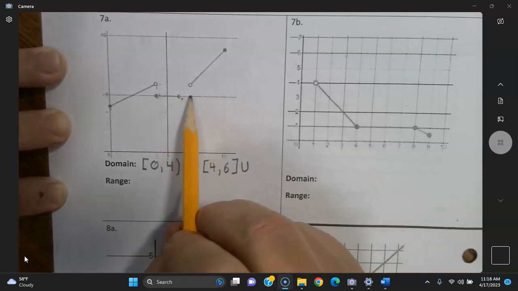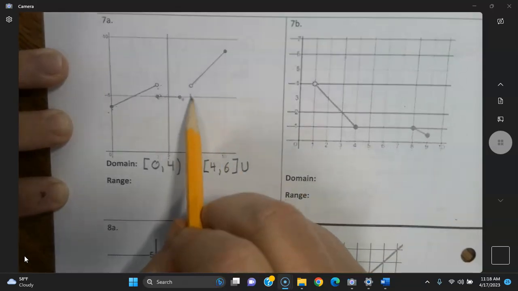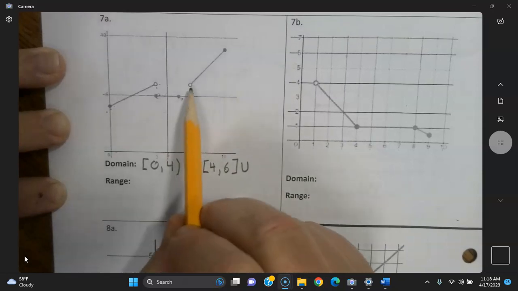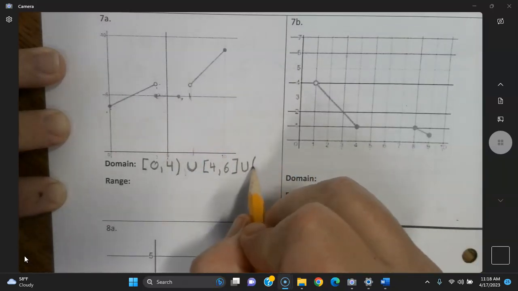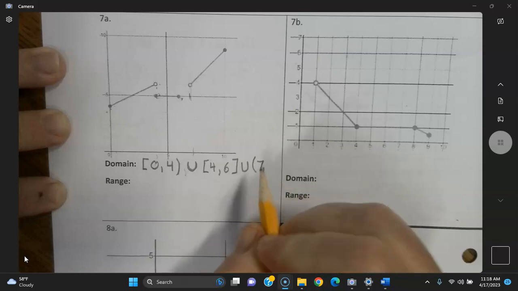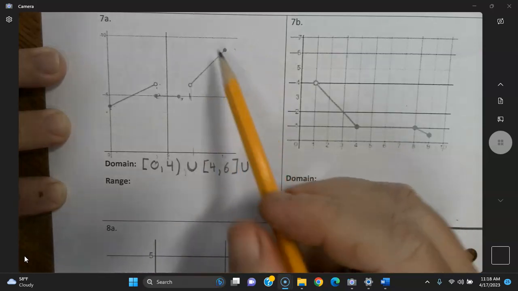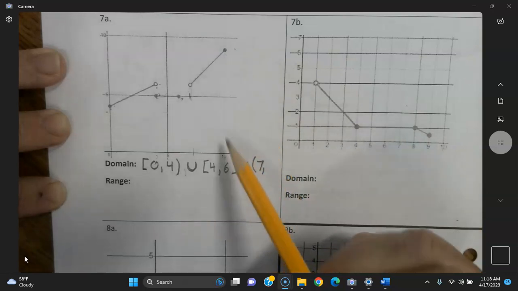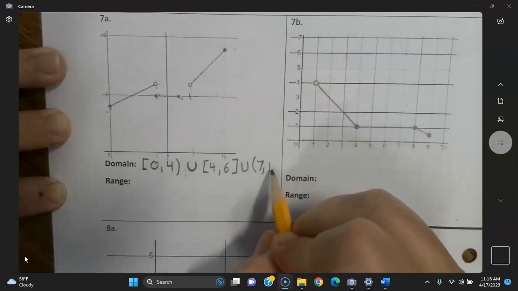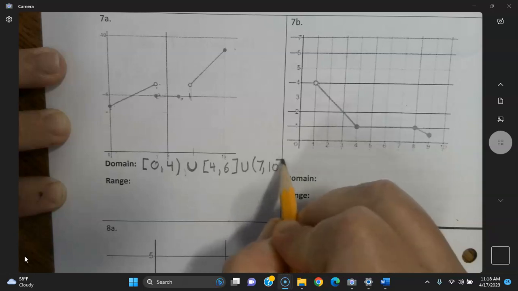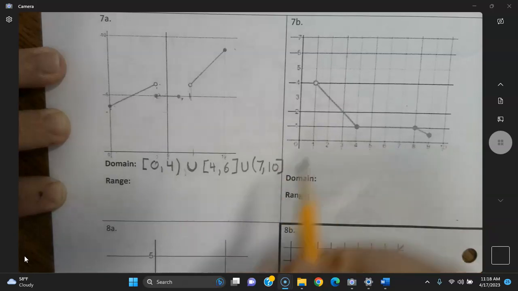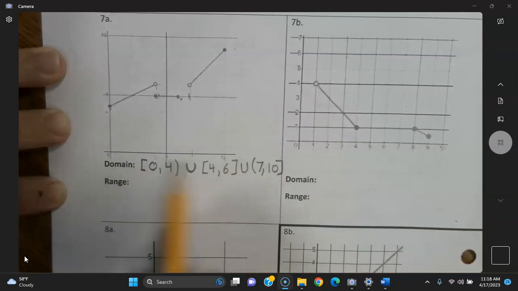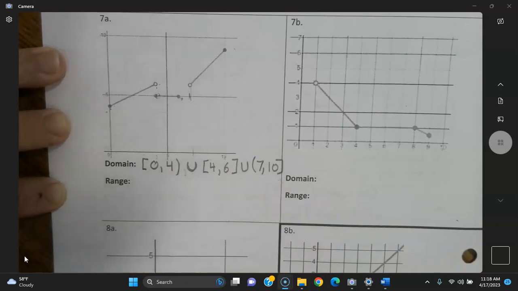So if this is 6, then this right here is 7. Again, it's hard to tell. You can just make an estimate. That's 7. So it starts at 7, but it doesn't touch it, so it's a round bracket. And it goes up to here, and I'm going to say it looks like that's 10. If you look down there at the bottom, there's a 10. That's going to go to 10, and it does touch the 10. So that is a square bracket. Again, we're only looking at the numbers on the x-axis for the domain.